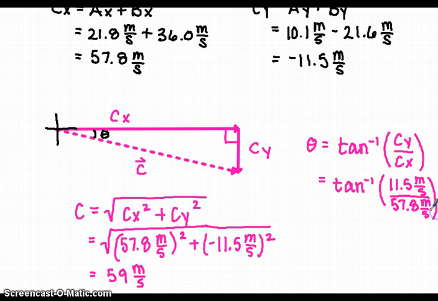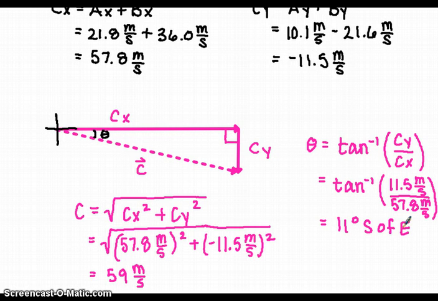Notice I have not put the negative with the 11.5. The reason we're doing that is because we just want the size of this angle, and then we'll determine what quadrant it is and go from there to report our angle. So if we do that inverse tangent, we get 11 degrees. And looking at the diagram, here's east, we're going south of that. So this is 11 degrees south of east.